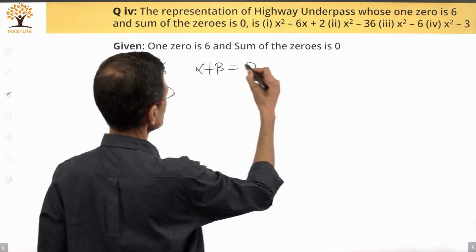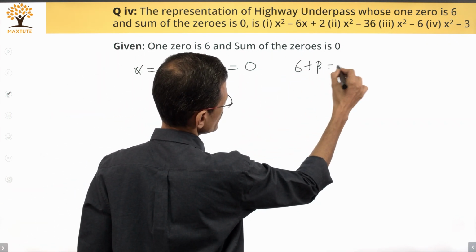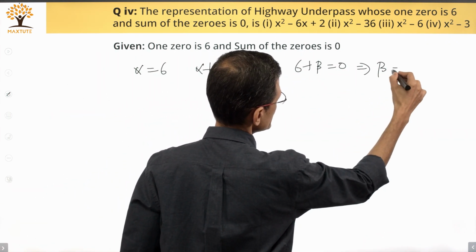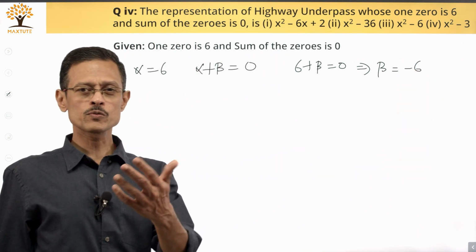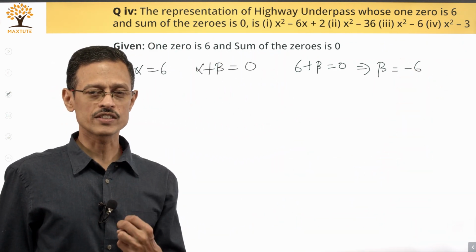Let's find out the other zero. So 6 plus beta is equal to 0, or the other zero beta is equal to minus 6. Beyond this point, you can find out the equation in 2 ways. I'm going to walk you through both.